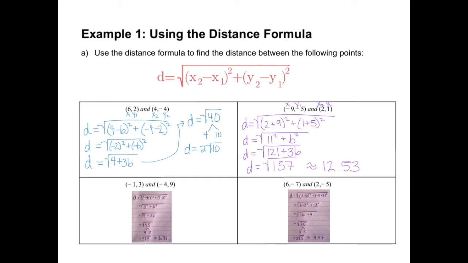So I hope you did both of these problems well. The exact answer for this one is 3 square roots of 5. The approximate answer is 6.71. The last one, exact answer is 2 square roots of 5. The approximate answer is 4.47.